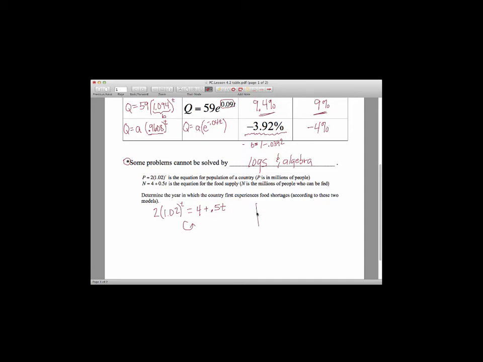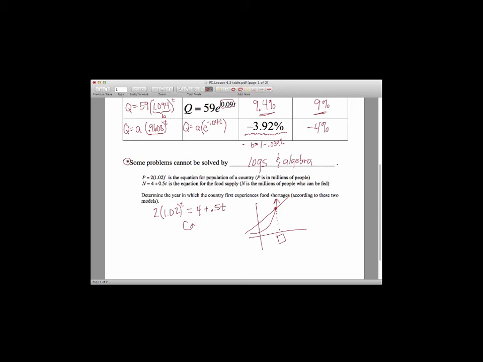So the only way to really do this is to do it graphically, because we know that exponential functions essentially are going to skyrocket eventually. Linear functions have a constant rate of change, but we know that somewhere out here, they're going to intersect. And that's what we're trying to find. When would this exponential function intersect the linear function?